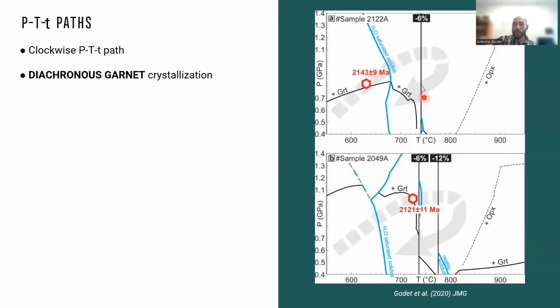So if we go back to our PT path, and we're going to start building them, in that first sample, we have garnet at 2140-ish in subsolidus conditions. And in that second sample, we have garnet at 2121 in suprasolidus conditions. What about monazite?